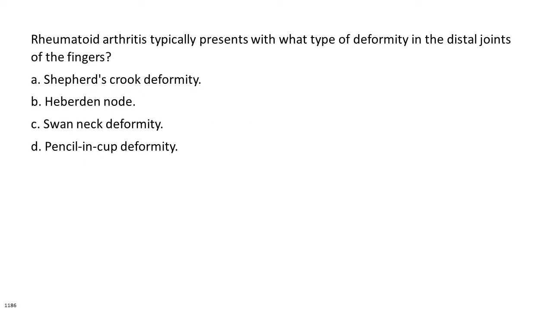Rheumatoid arthritis typically presents with what type of deformity in the distal joints of the fingers? A. Shepherd's crook deformity. B. Heberden node. C. Swan neck deformity. D. Pencil in cup deformity.